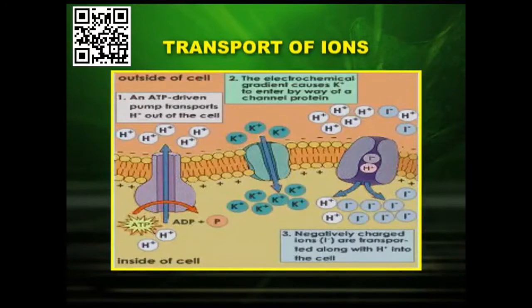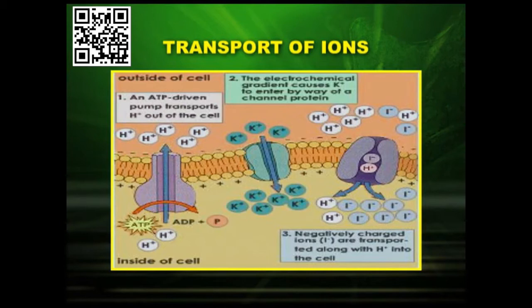In the first step, you can see an ATP driven pump that transports hydrogen ions out of the cell. In the second, the electrochemical gradient causes potassium ions to enter by way of a channel protein. And the third, negatively charged ions are transported along with hydrogen ions into the cell.